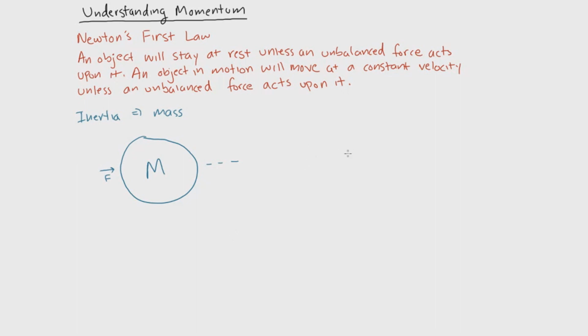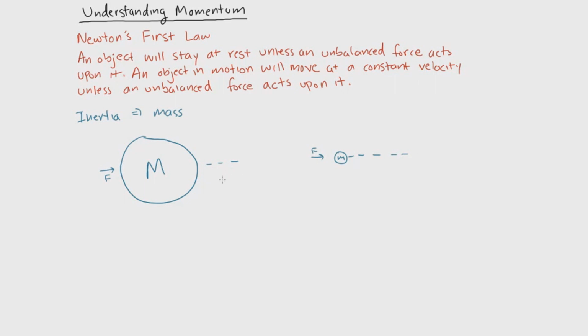Now let's say you have that same force, but you have a smaller object compared to the larger object that has mass of capital M. This little object will actually move a lot faster, and that's because it has less inertia, or less mass.